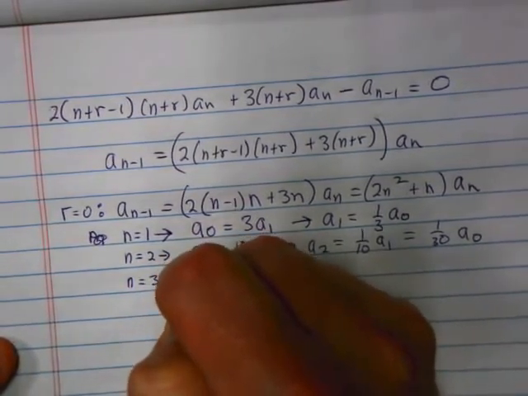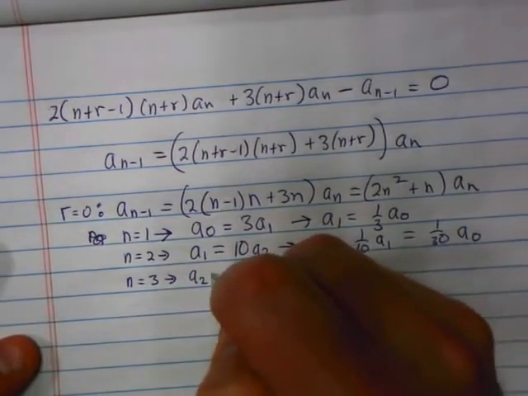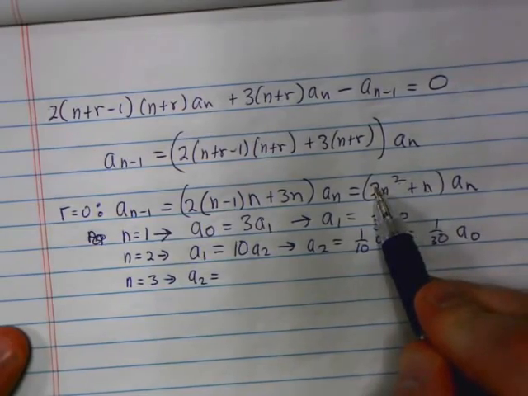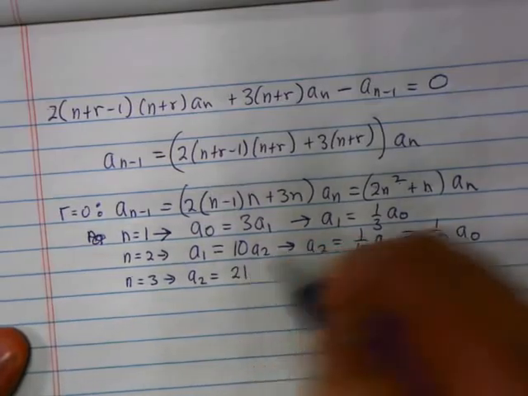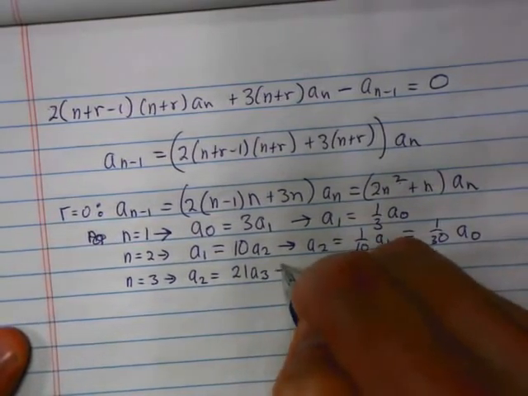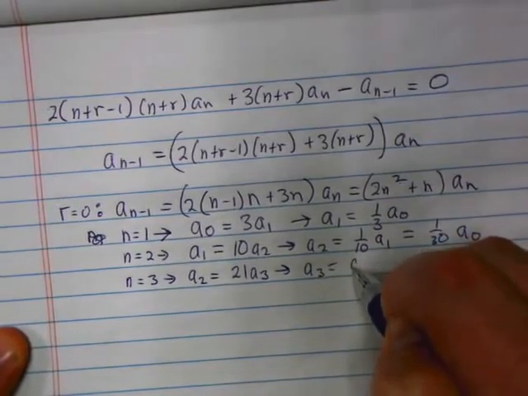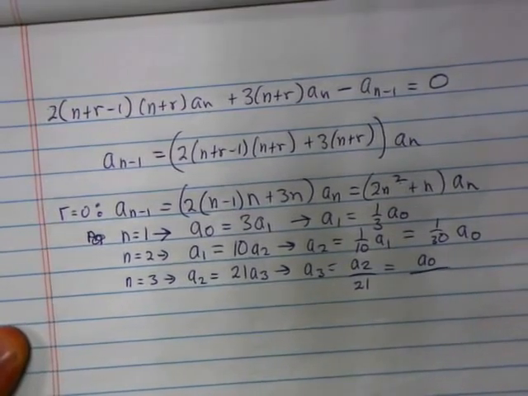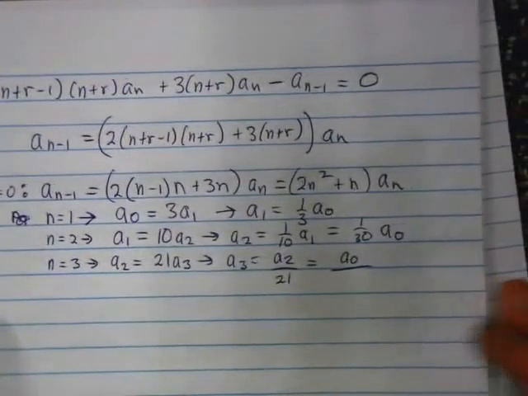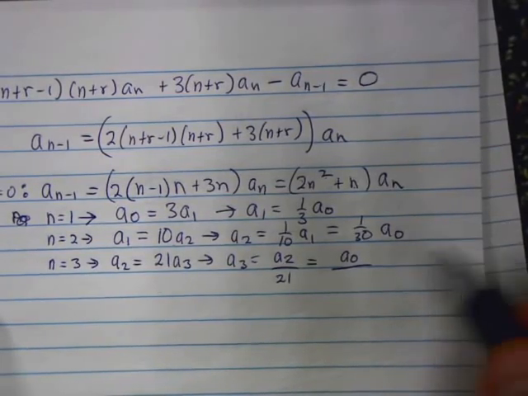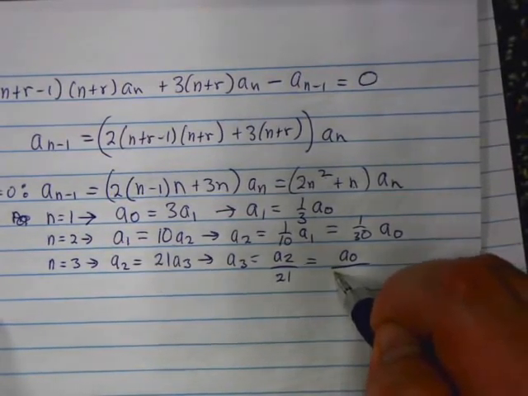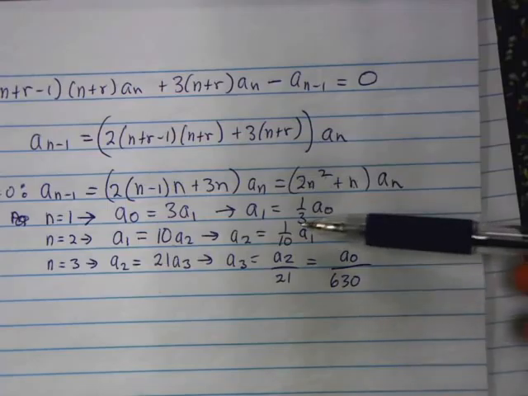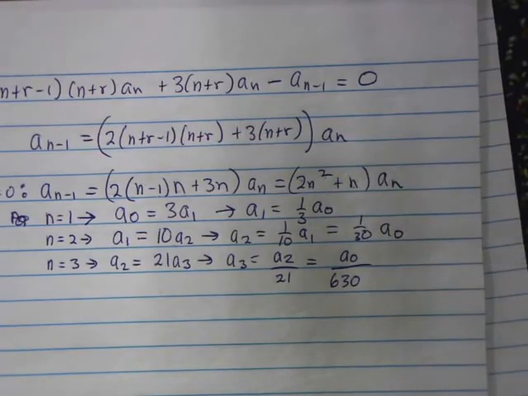If n equals 3, I get a sub 2 is 3 squared is 9. 9 times 2 is 18. 18 plus 3 is 21. A sub 3 is a2 over 21, which is a0 over 21 times 30, 630. Do you happen to see a pattern in the numbers? 1/3, 1/30, 1/630.